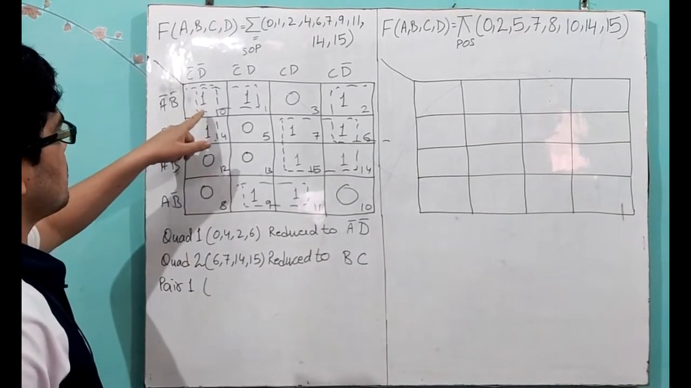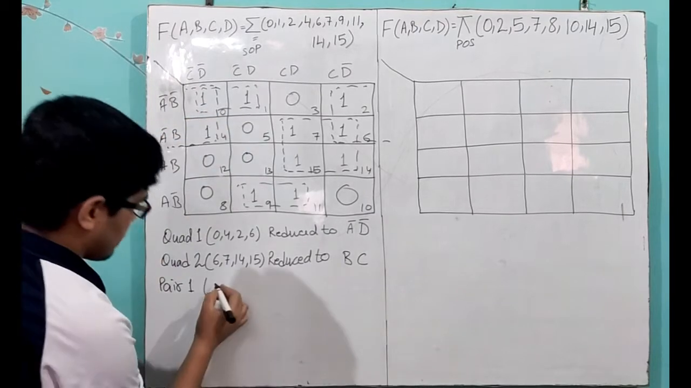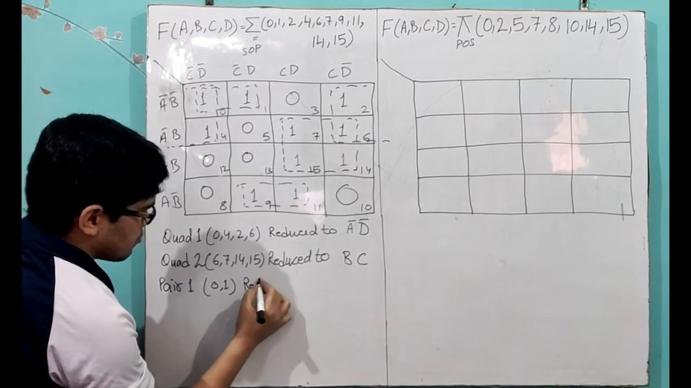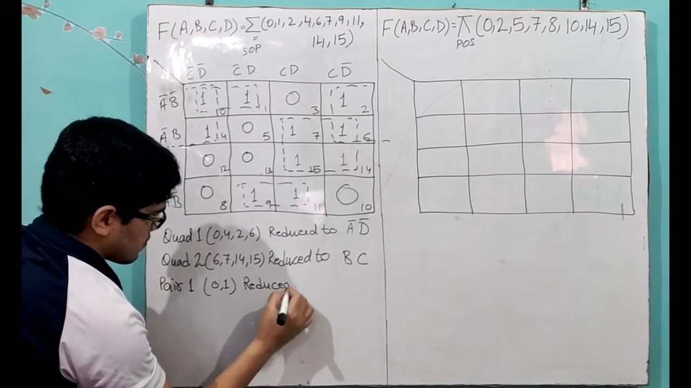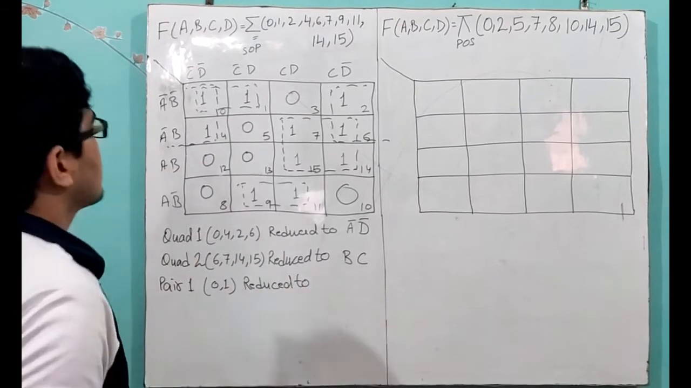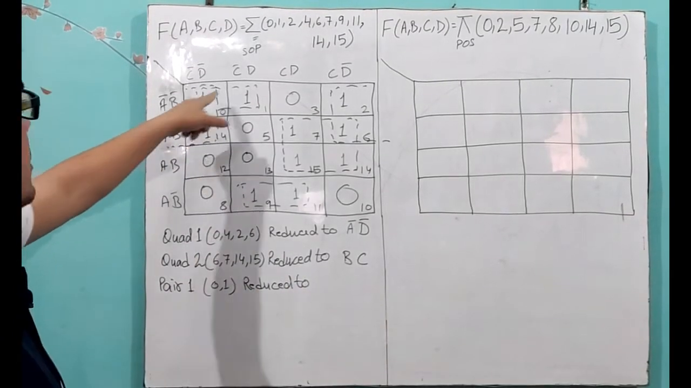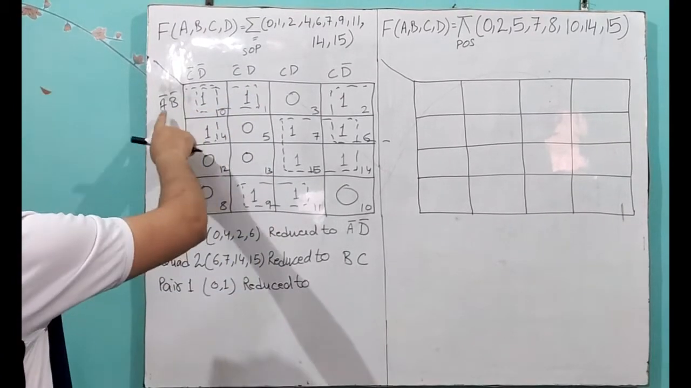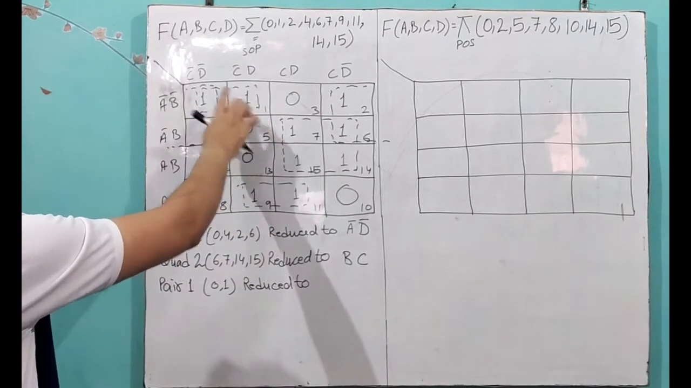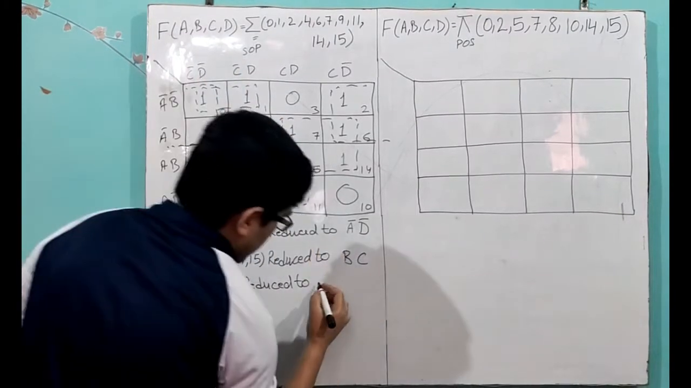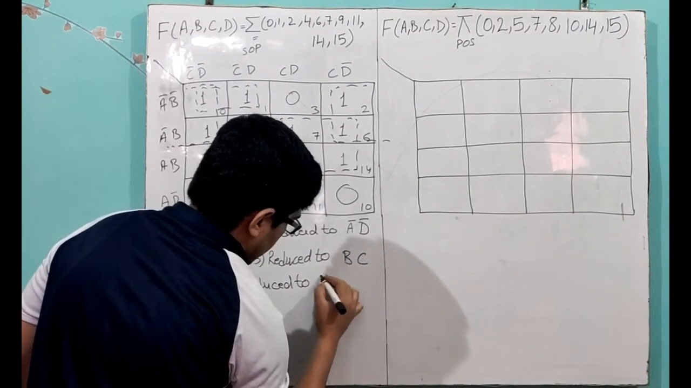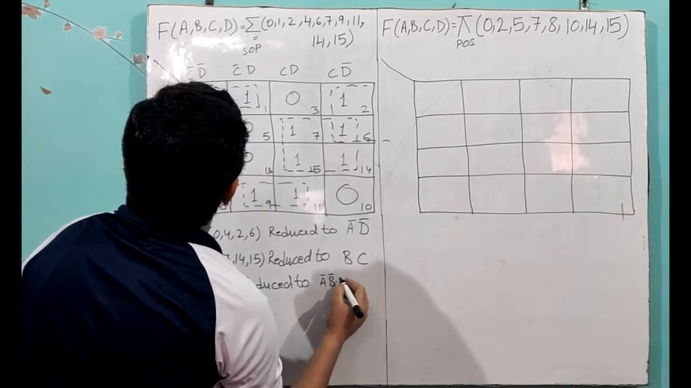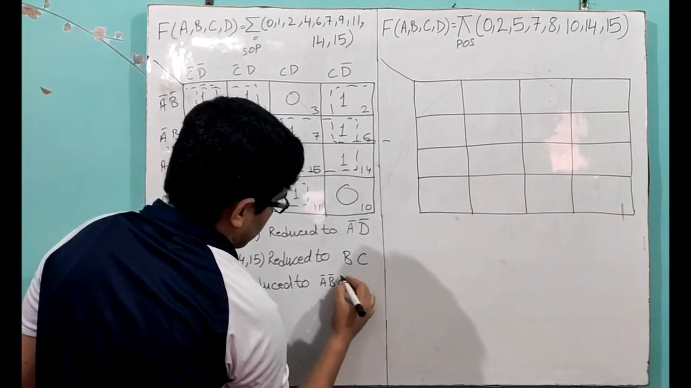Pair 1 will be 0, 1. Reduced to, okay. Now which element is not changing? A bar, B bar is not changing and C bar is also not changing. So the answer of this is A bar, B bar and C bar.